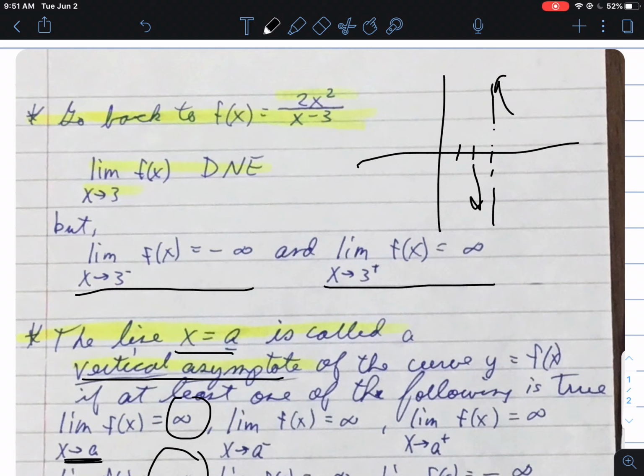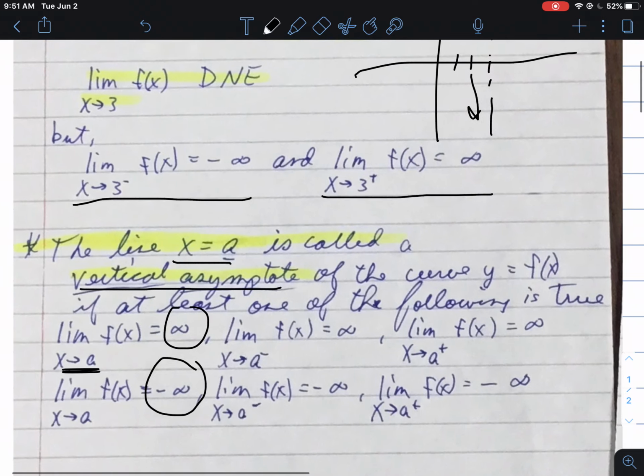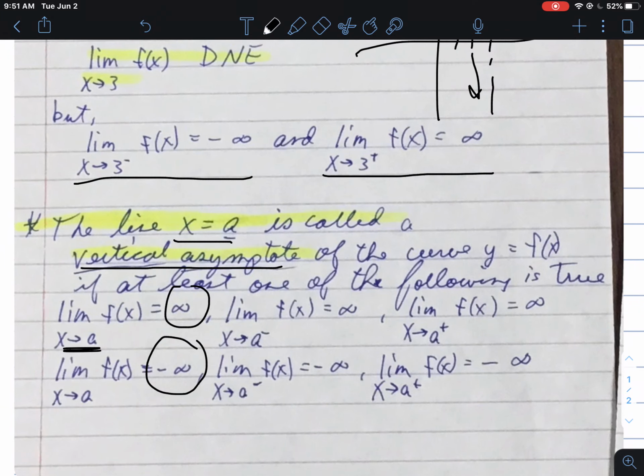Right? And so these are the types of things that we're going to continue to talk about going forward, and we can get information about what the graph of a function looks like just based upon these observations. And at some point, we're going to put all that together to help us sketch graphs and so forth. So that'll be it for this section.